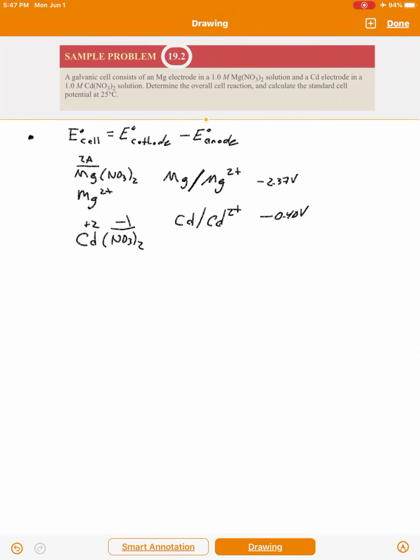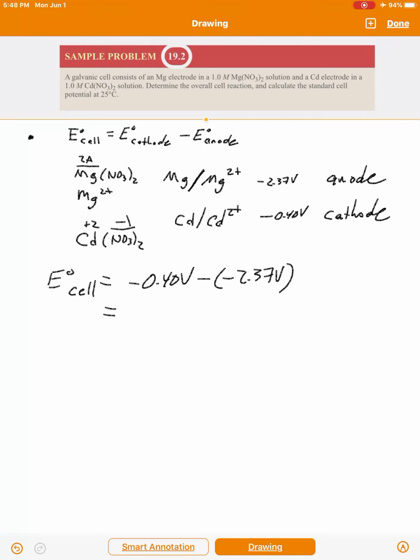So which one's higher up? The cadmium is higher up, so that's the cathode. The one that's higher up is the cathode. The one that's lower down is the anode. More positive cathode, more negative anode. So that means the standard cell potential is simply -0.40 minus a -2.37. It's a simple problem, so we'll go through the arithmetic.